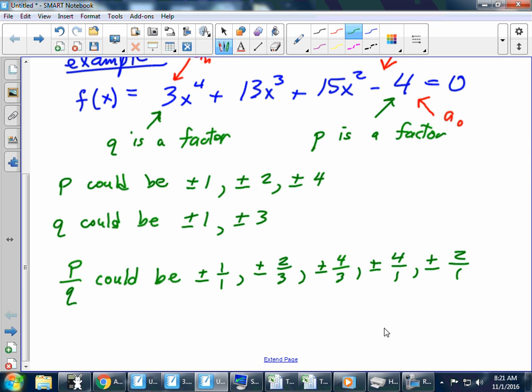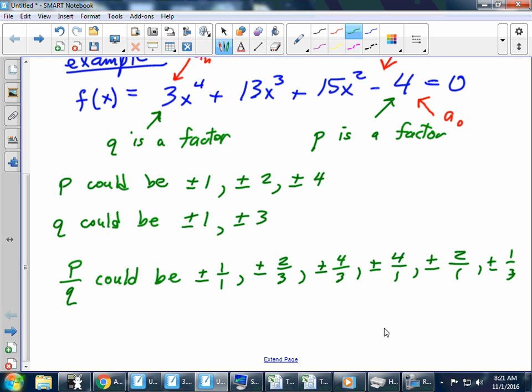Do we have them all now? There should be 1, 2, 3, 4, 5, 6. 1, 2, 3, 4, 5. We're missing 1. Not 3 over 1. 1 over 3. Okay. I think we have them all.